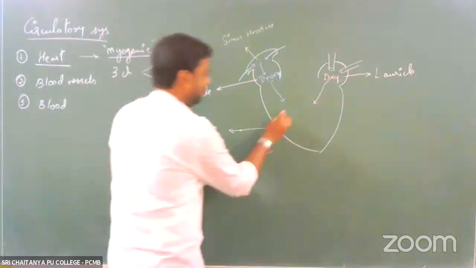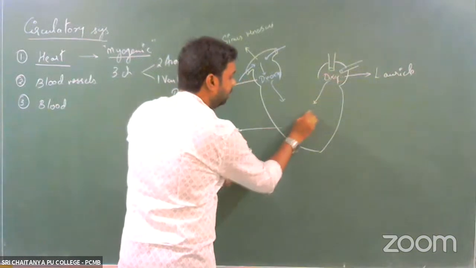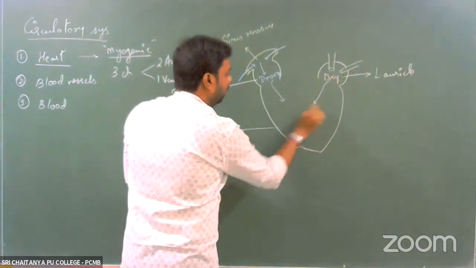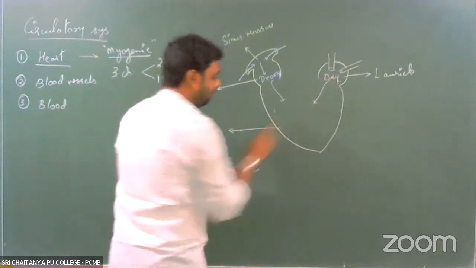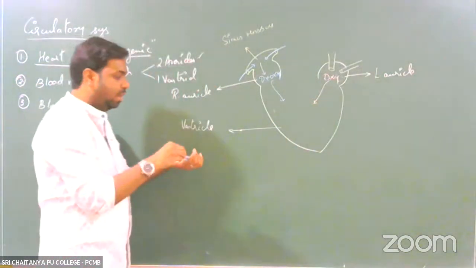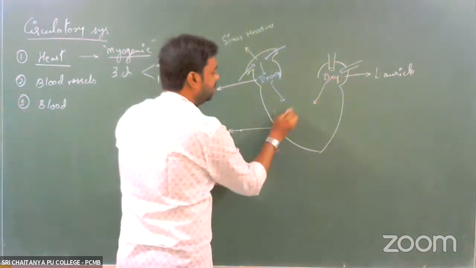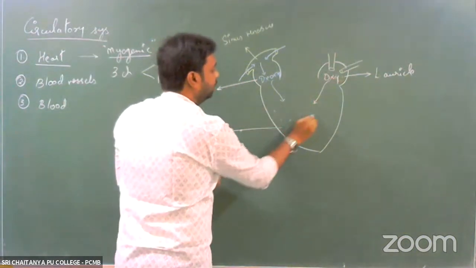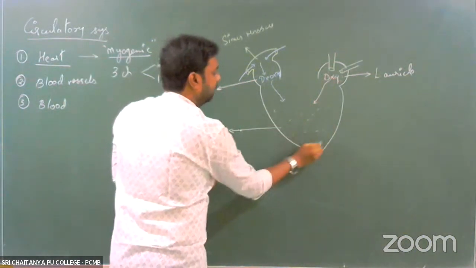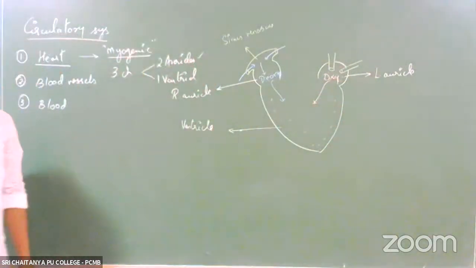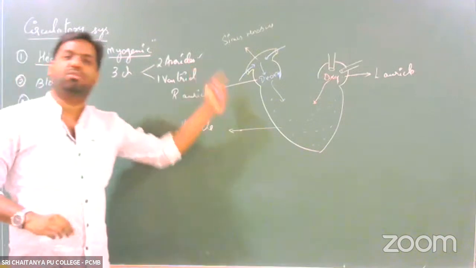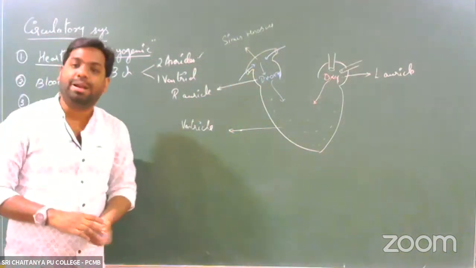So let me just show that also. So this would be the oxygenated blood, which I have shown here in red, because we know oxygenated blood is bright reddish in color, while the deoxygenated blood is somewhat purplish in color. So since there is only one ventricle present, there is mixing of the oxygenated as well as the deoxygenated blood happening.